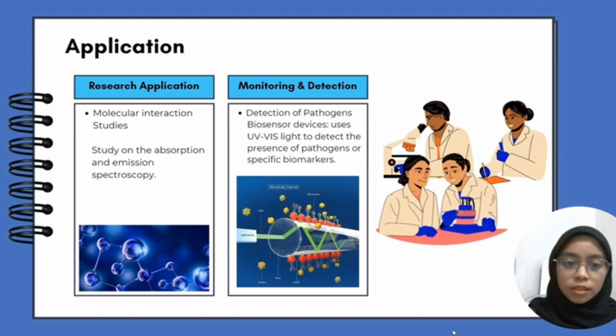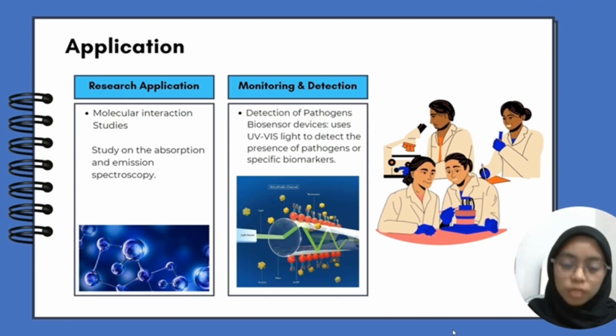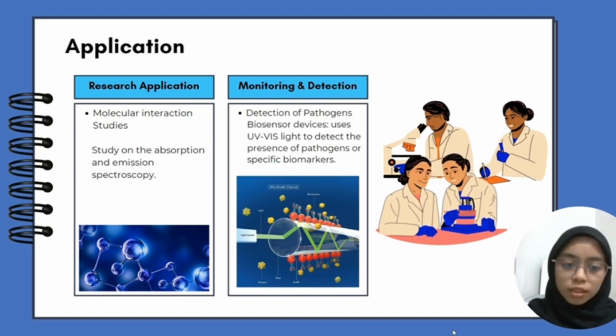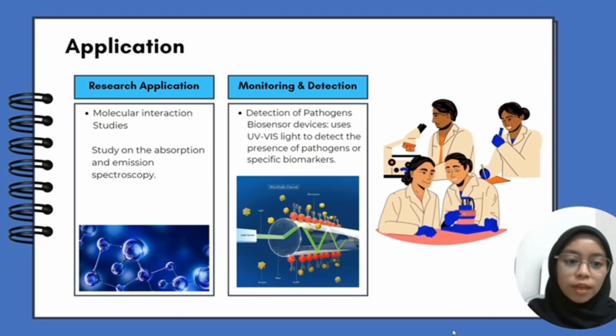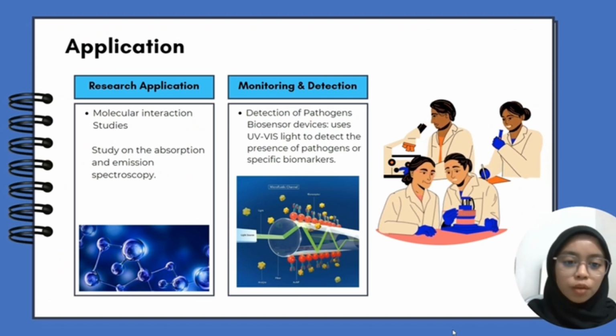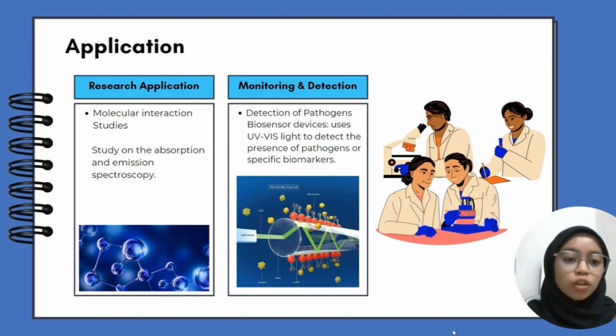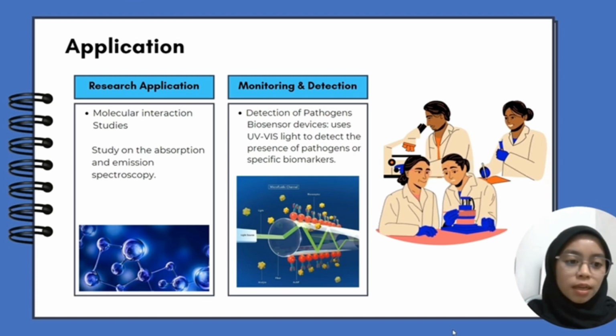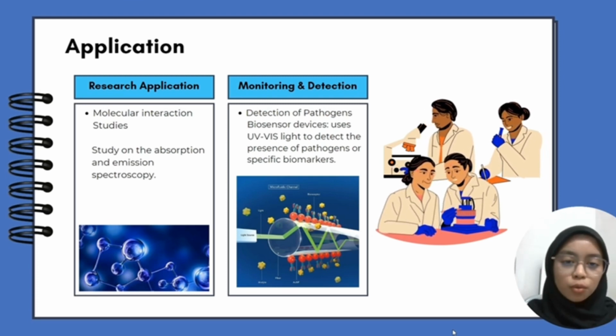So last but not least, monitoring and detection. Biosensor devices use visible or UV light to detect the presence of pathogens or specific biomarkers. They can incorporate fluorescent tags that bind to specific biomolecules.